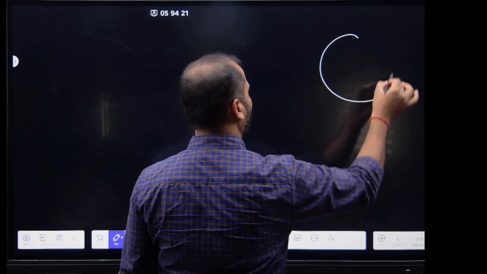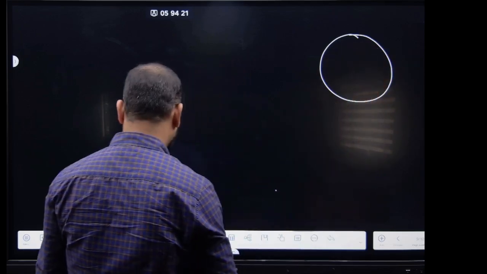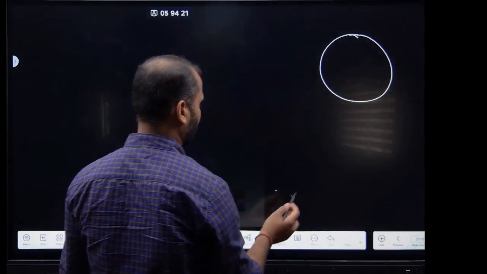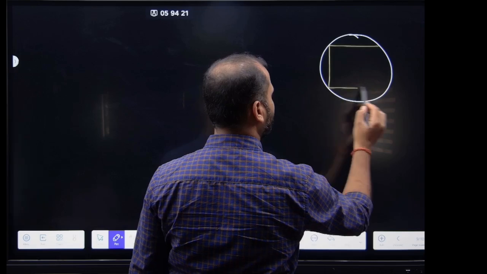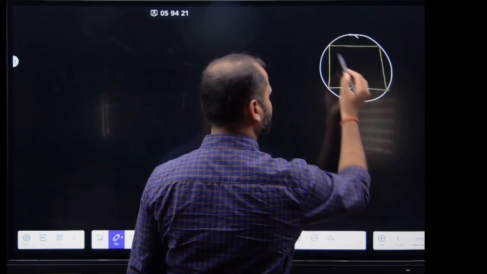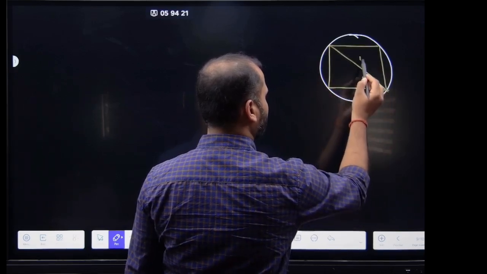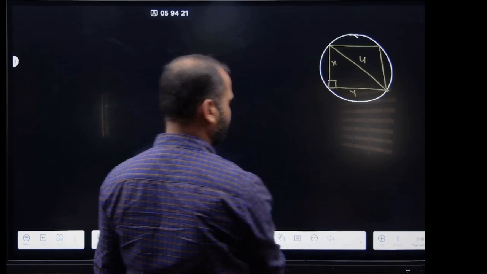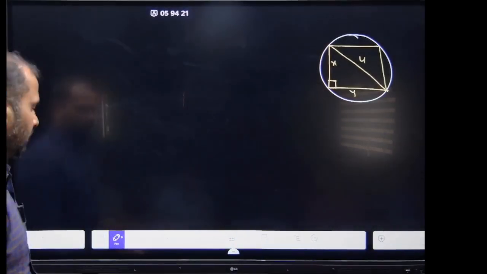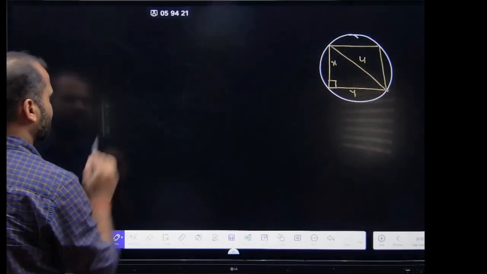This is the circle. Inside the circle we have to fit a rectangle of maximum size. Let this be the rectangle of maximum size. This information is given to you, right? This is x and this is y, correct? So if that is the case, what will I be writing? What is given to you?